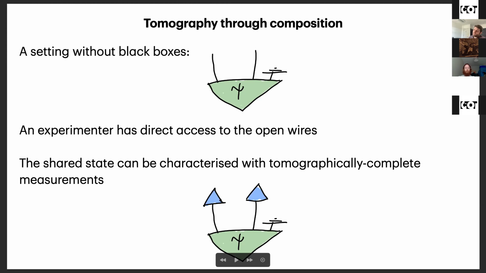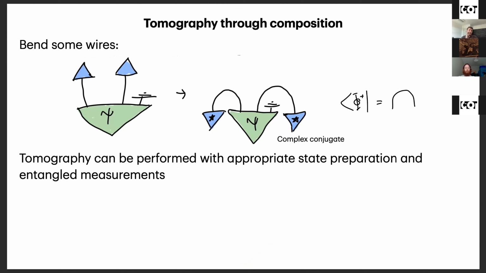wires. And in any quantum experiment, if you've got access to these quantum systems, if you've got a tomographically complete set of measurements, you can perfectly characterize this state here. If you've got 2 qubits, then your tomographically complete measurements would be, say, the Pauli measurements locally on each subsystem. Now what can I do? Well, I can start bending some wires, right?